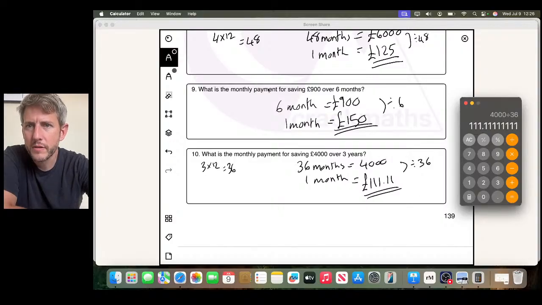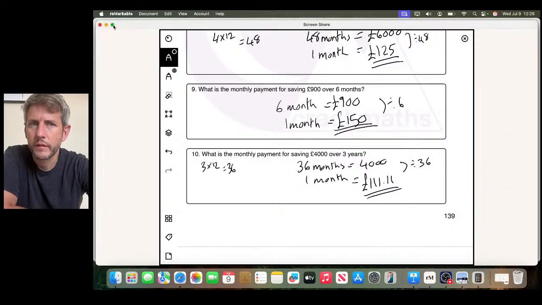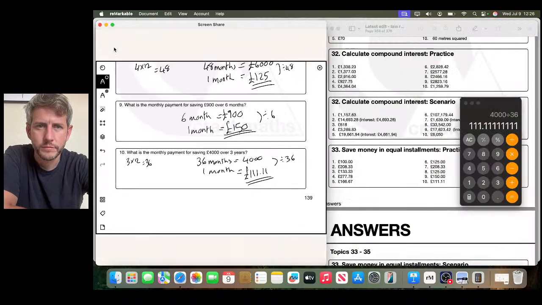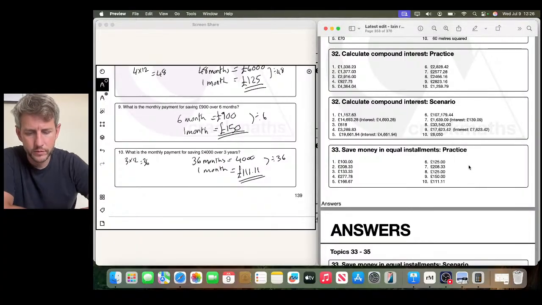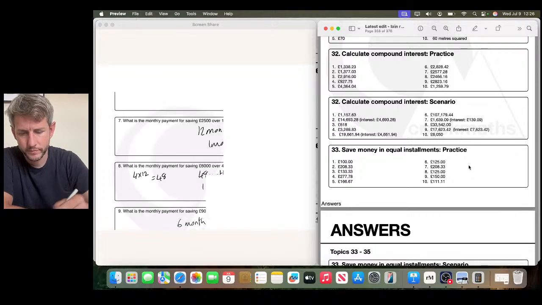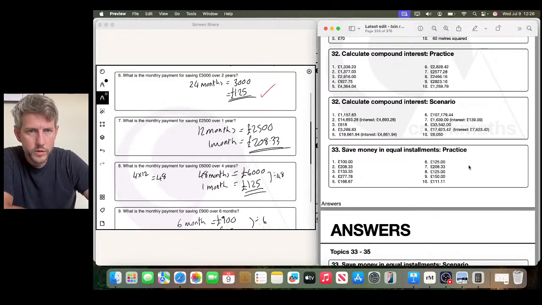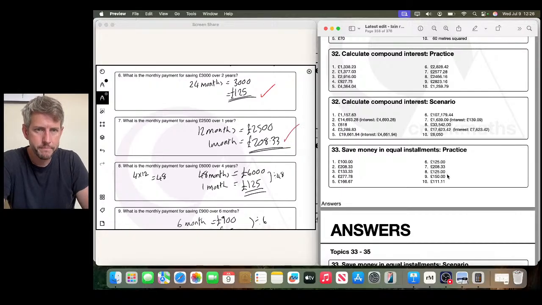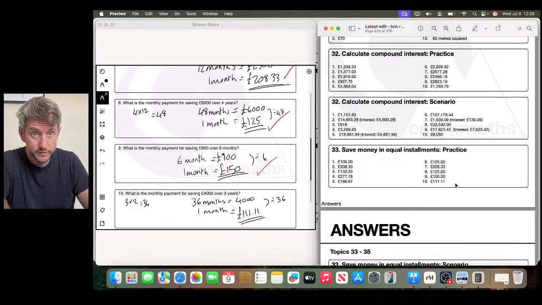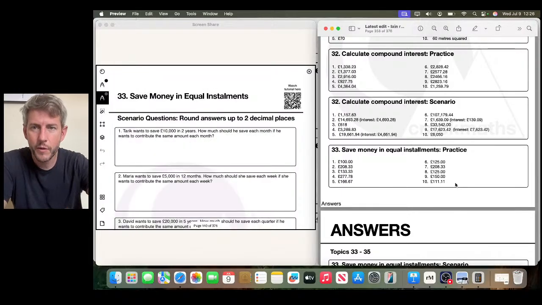Okay, right. Let's get this marked. So here we go. We have got 125. Yeah. 208.33. 125. 150. And 111.11. Okay, right. On to the scenario ones.